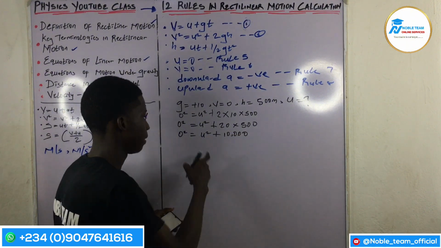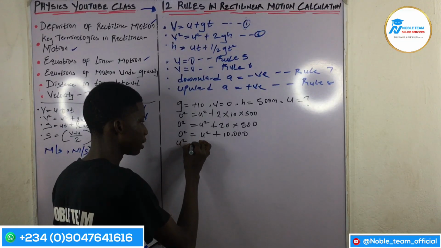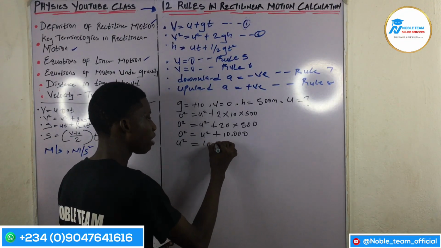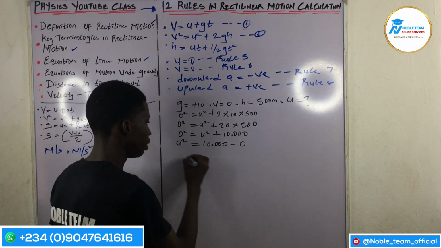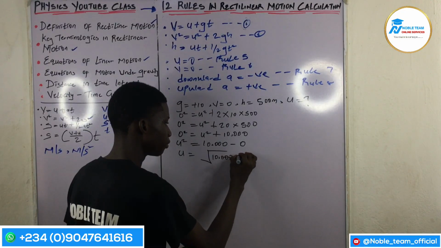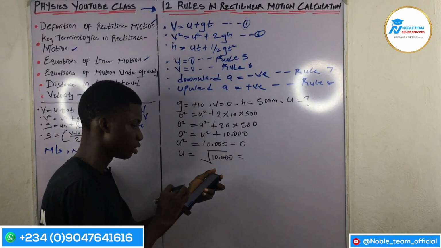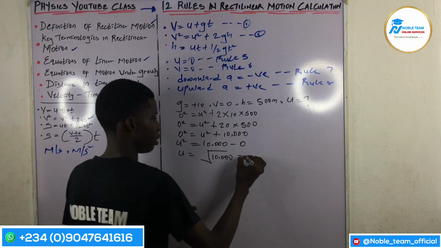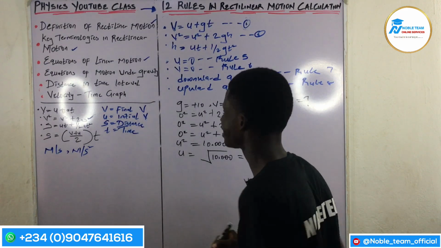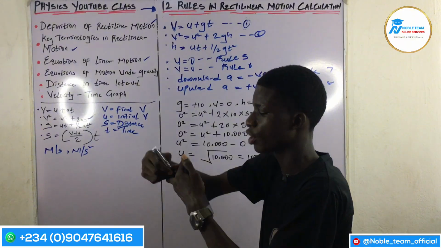Now, what is the next step? I will collect like terms, which is u squared is now equal to 0 squared, which is 0, minus 10,000. Then I have u is now equal to the square root of 10,000. Then the square root of 10,000 is around 100. Let me do it. Yes, 100. So it simply means it is what? 100 meters per second. The initial velocity is what? 100 meters per second. Now let's look into the question to know which one is correct.